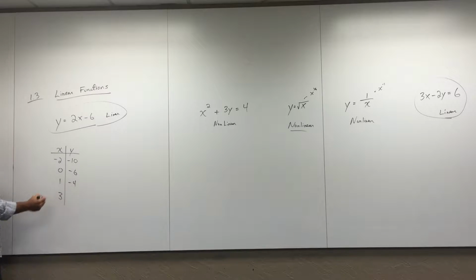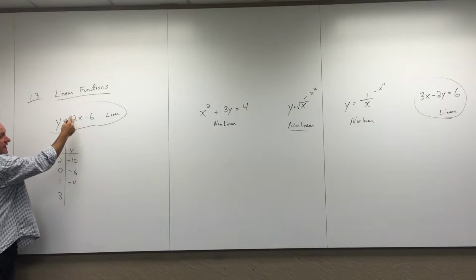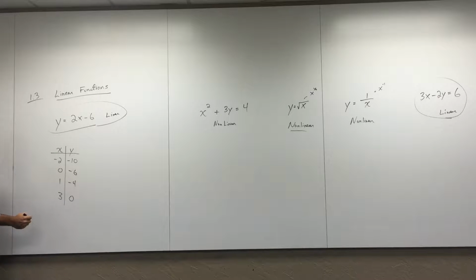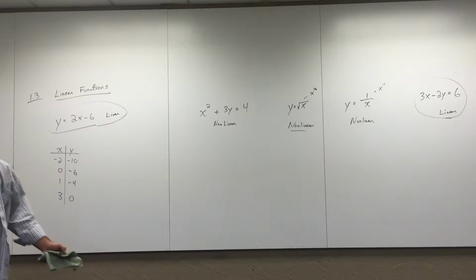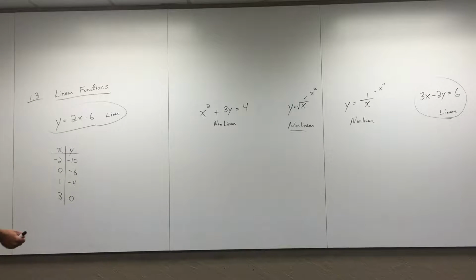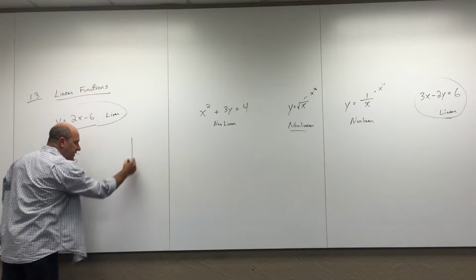I'll plug in a 3. I think I did that right, yeah, with the 1. Plug in a 3, and I get 0. That's kind of nice. So I'm just plotting points just for the heck of it. You know, I want to tell you something, though. I did just, and then I could graph this very easily.